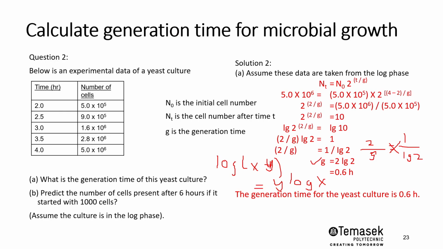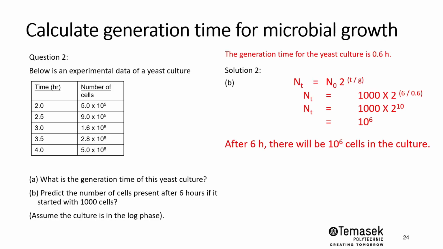Okay, for the second question, it's asking what is the predicted number after 6 hours if we start off with 1000 cells. So from the previous question, we know that the generation time for the yeast culture is 0.6 hours. So if you use the same formula again, Nt equals N naught times 2 to the power of t divided by g. Here we are finding out what will be the final number after x number of times. So how many cells will be present after 6 hours?